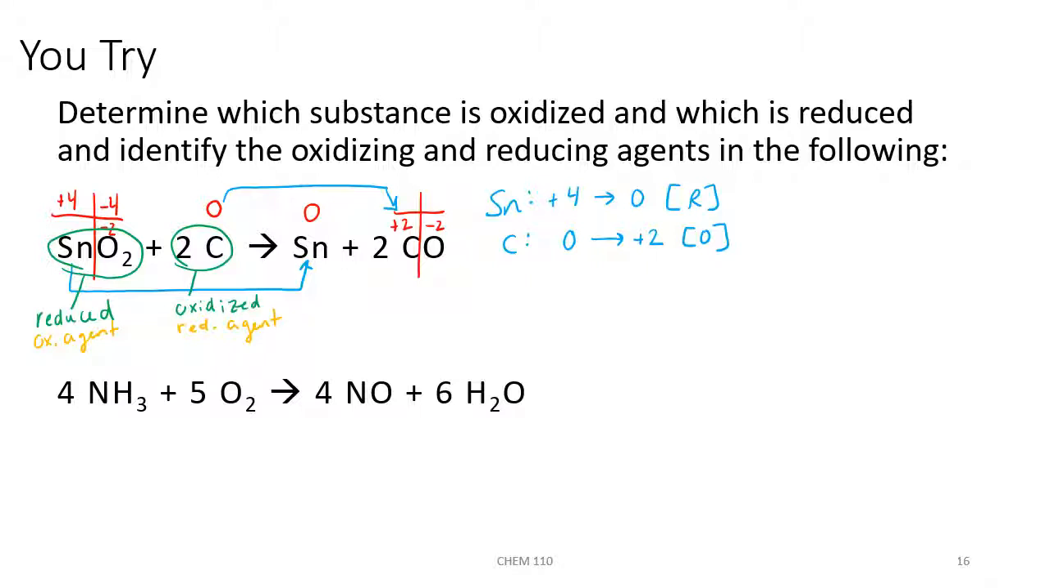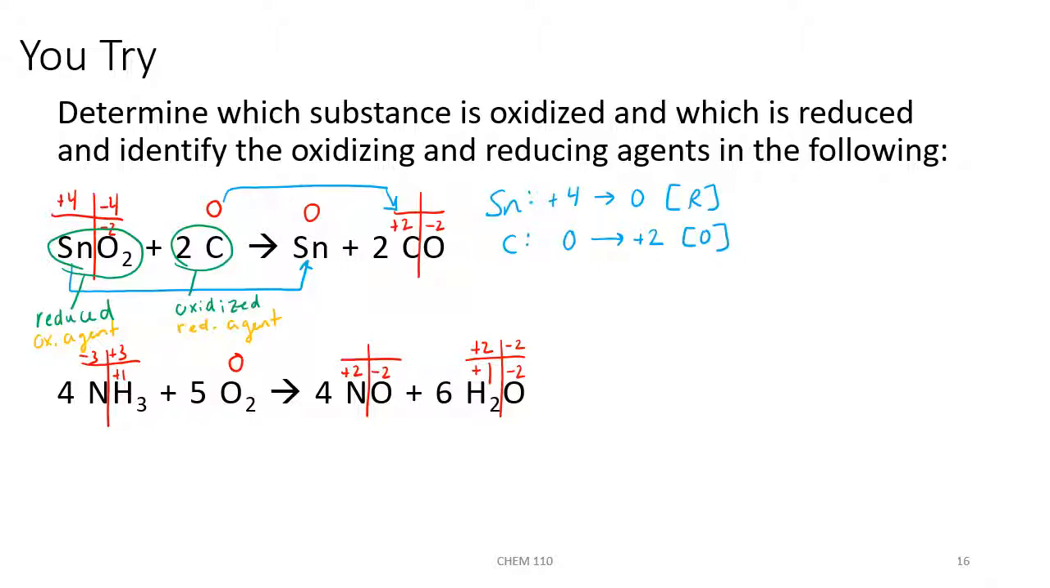Looking at the next example, we have ammonia plus oxygen forming nitrogen monoxide and water. In our ammonia, hydrogen is +1. The total is +3. So the nitrogen must be a -3. Our oxygen is a free element by itself, so the oxidation number is 0. Nitrogen monoxide, oxygen is -2. Nitrogen must be +2, so they add to 0. And in H2O, our oxygen is -2. There's only one of them, so the sum of the hydrogens is +2, and each hydrogen will be +1.